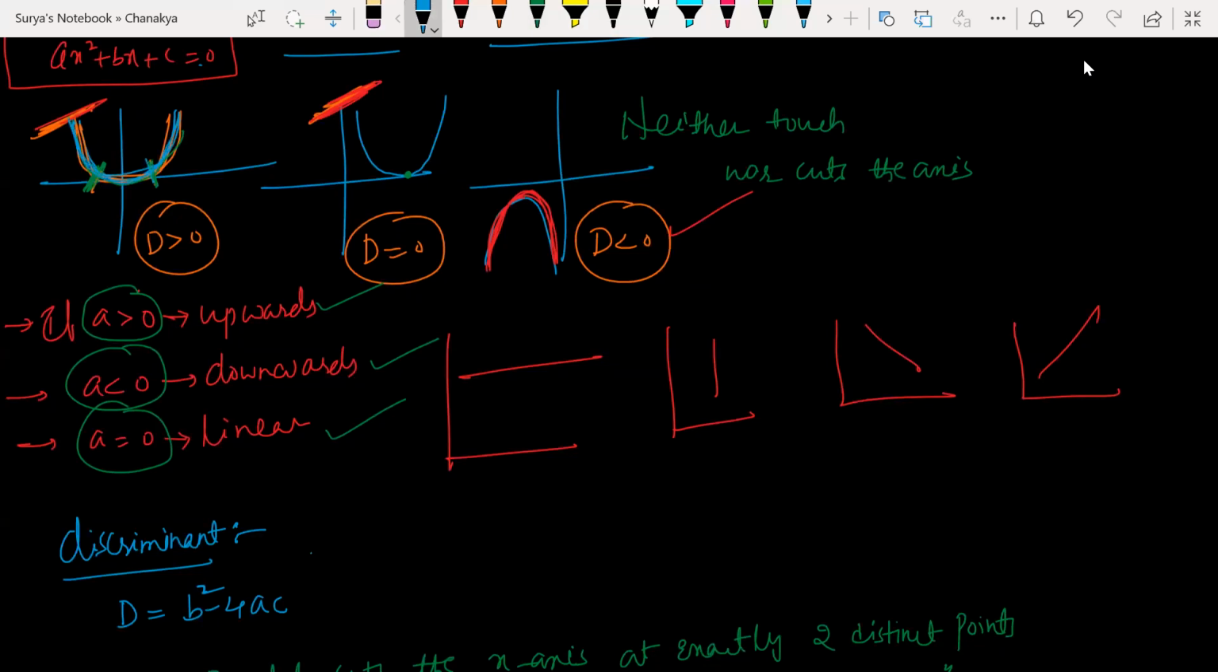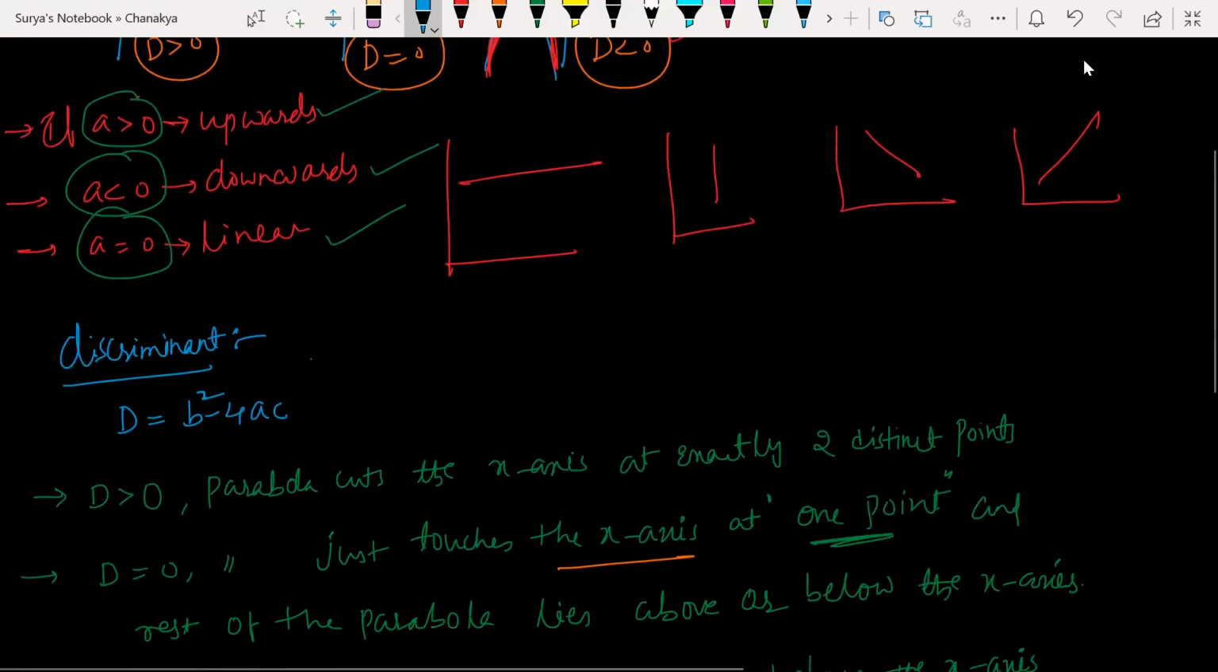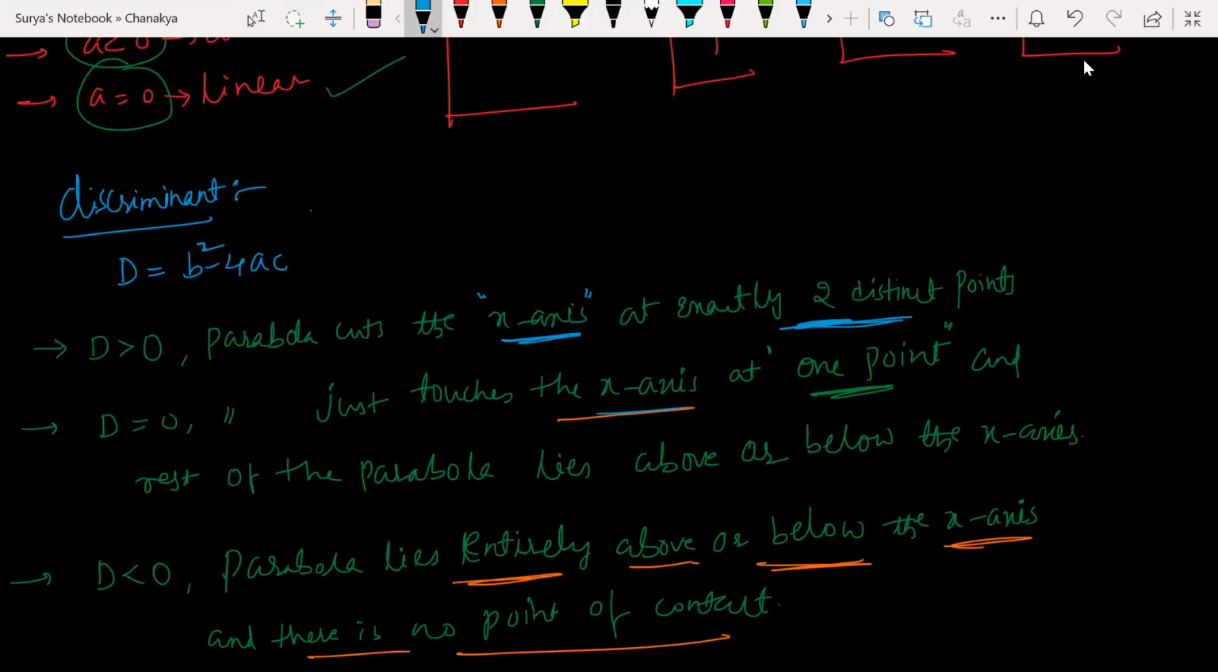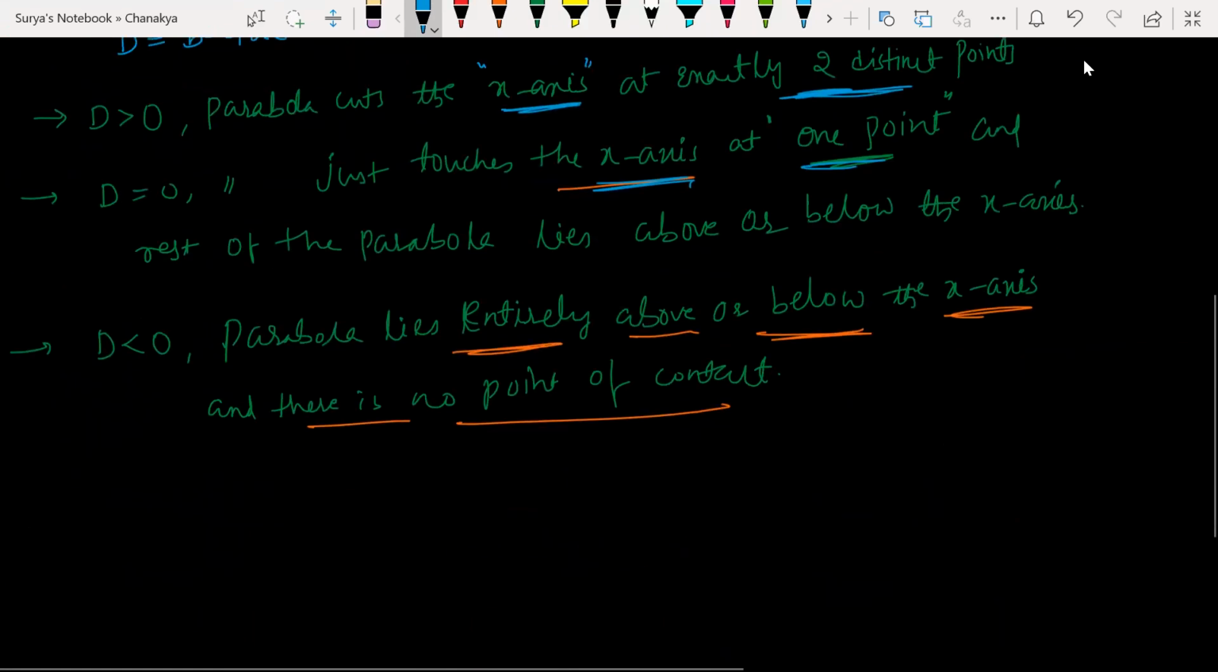If d is greater than 0, it touches the x-axis at 2 different points. Getting my point? On the x-axis only, guys. Look at this here. If d is greater than 0, the parabola cuts the x-axis at exactly 2 distinct points. When d is equal to 0, it just touches the x-axis at 1 point. When d is less than 0, the entire parabola is entirely above or below the x-axis, and there is no point of contact. Getting my point? This is how it will be.